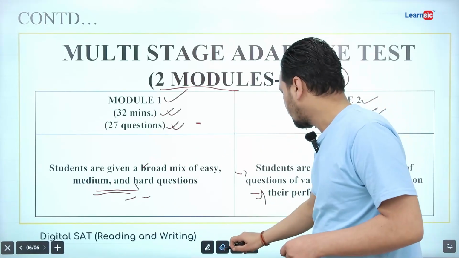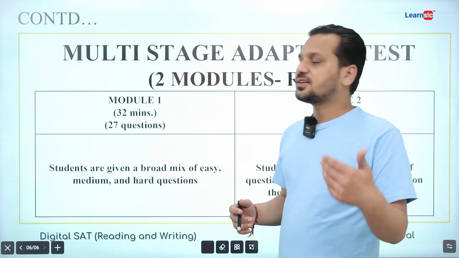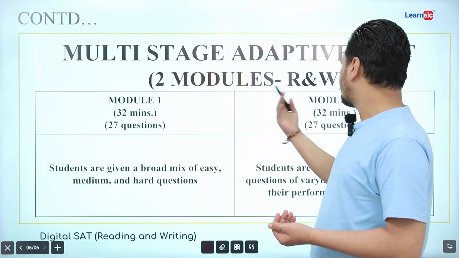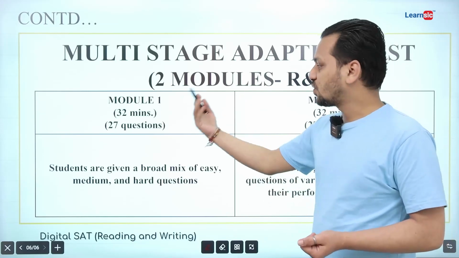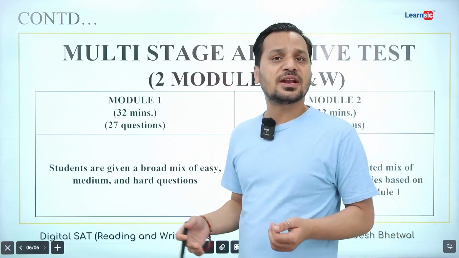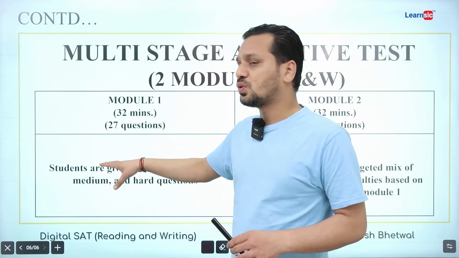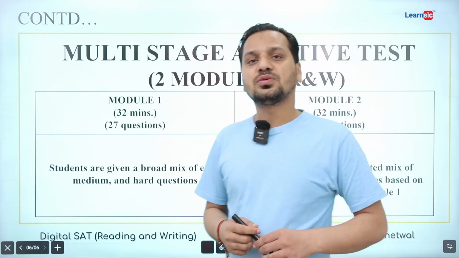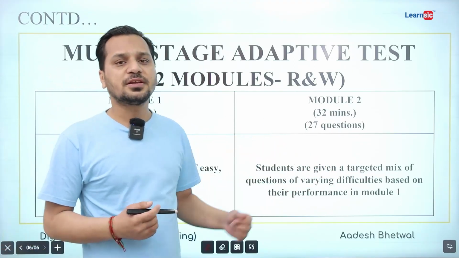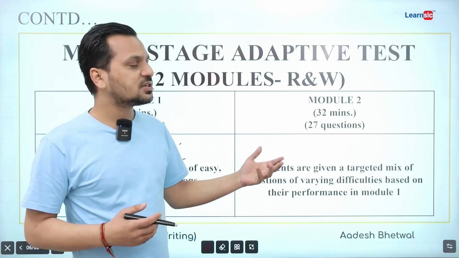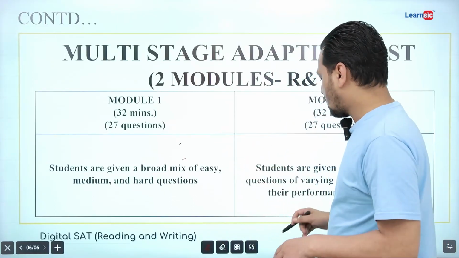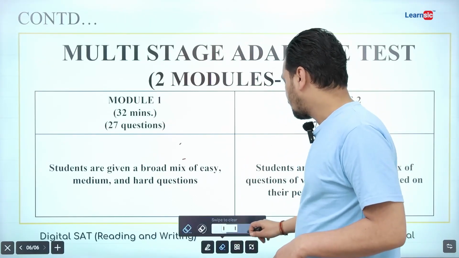Let me recap. Your reading and writing test will be divided into two modules, module 1 and module 2. Both have equal time, 32 minutes each, and both have equal questions, 27. In module 1, you will get a mix of easy, medium and hard questions. Depending on your performance in module 1, your questions in module 2 will be decided. If you do very well, you will get slightly difficult questions. If you do not do that well, you will get comparatively easier questions. So the questions in module 2 vary according to your performance in module 1. And there will be a total of 54 questions across both modules.